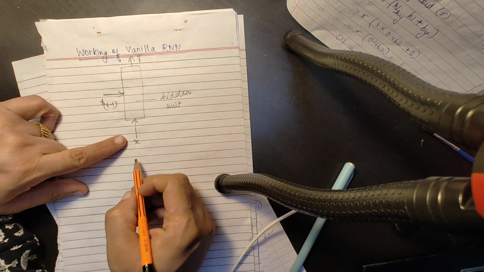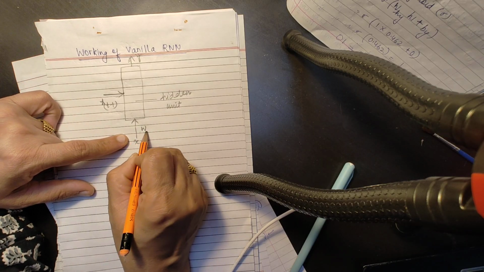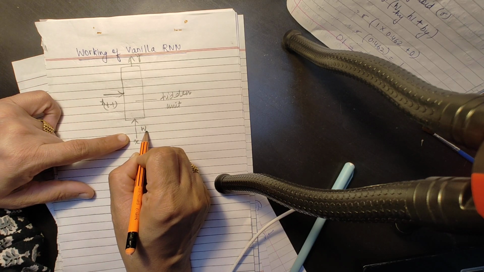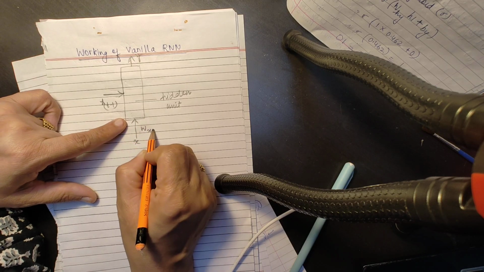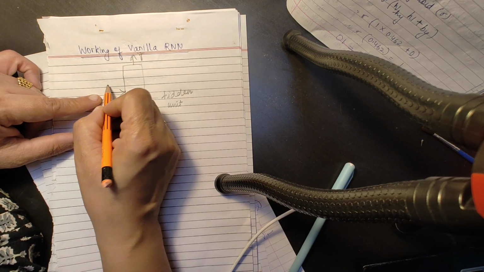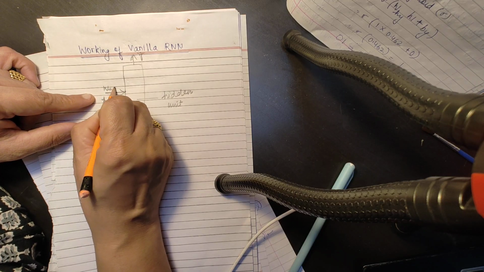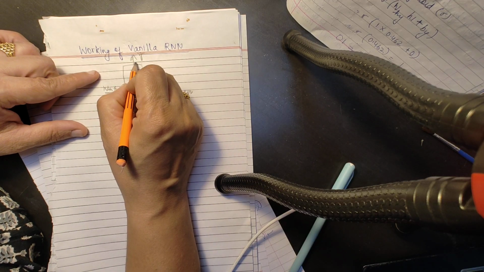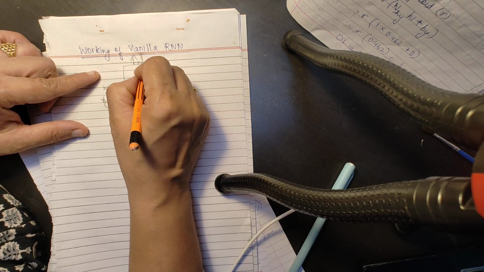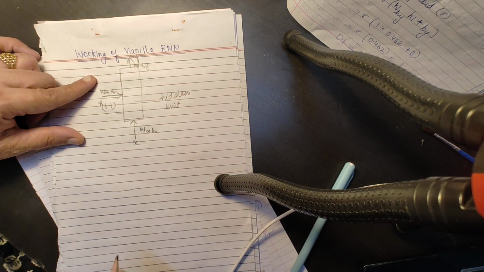Here we will have three weights. One weight is associated with the input channel, that is X to hidden state. The other weight is associated with the hidden state to hidden state. The third weight is associated with hidden state to output state.